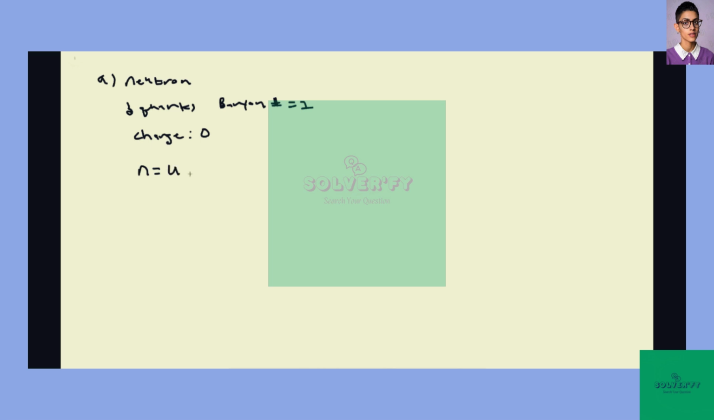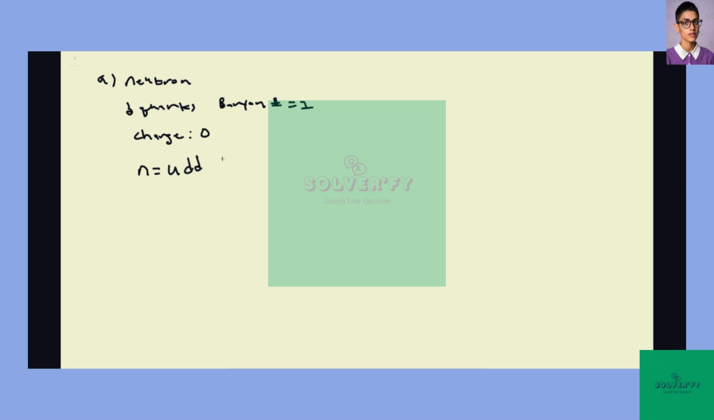Now, to conserve charge, an up quark is plus 2/3, and a down quark is minus 1/3. So basically, it would be an up, down, down. So it would be 2/3, minus 1/3, minus 1/3. That would be the only way to create this combination.